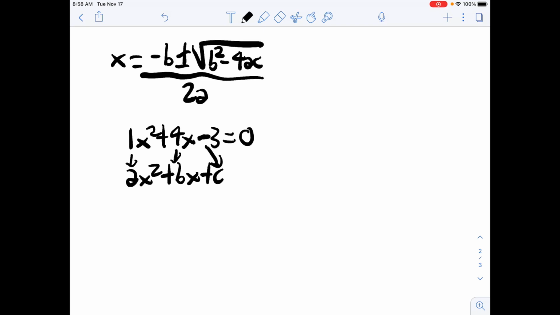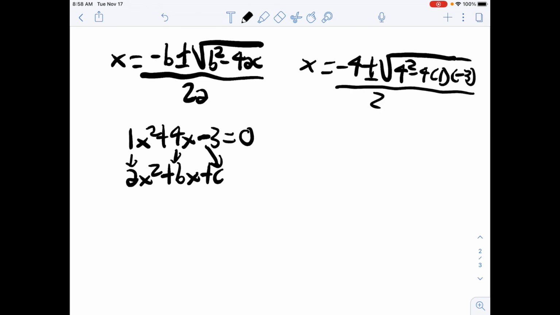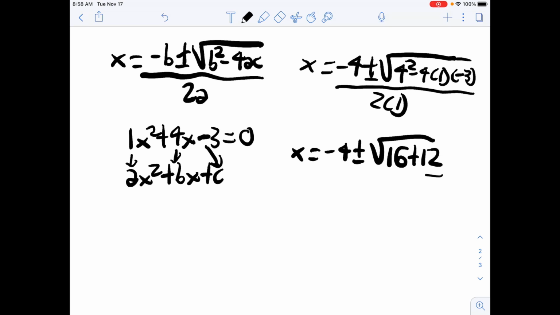So now let's plug these numbers back into this quadratic formula. So x is equal to negative b, and that's negative 4, plus or minus the square root of 4 squared minus 4 times 1 times negative 3, all over 2 times 1. From here it would be x equals negative 4 plus or minus the square root of 16 plus 12 over 2.